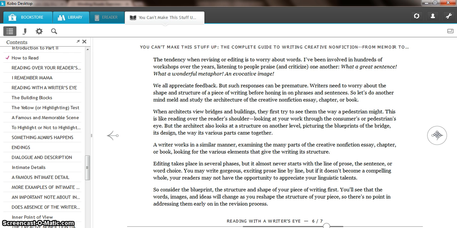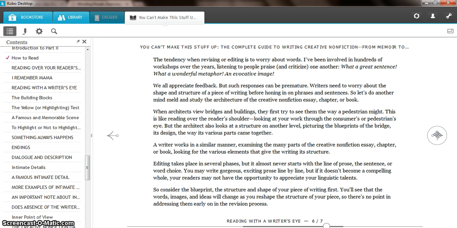A writer works in a similar manner, examining the many parts of the creative nonfiction essay chapter or book, looking for various elements that give the writing its structure. Editing takes place in several places, but it almost never starts with a line of prose, a sentence, or word choice. You may write gorgeous, exciting prose line by line, but if it doesn't become a compelling whole, your readers may not have the opportunity to appreciate your linguistic talents. So consider the blueprint and structure and shape of your piece of writing first.